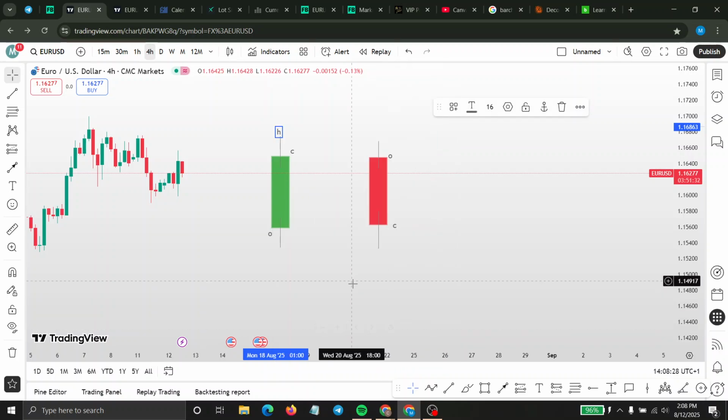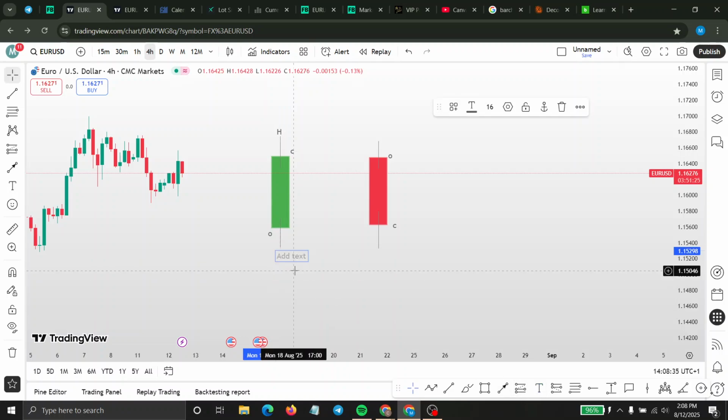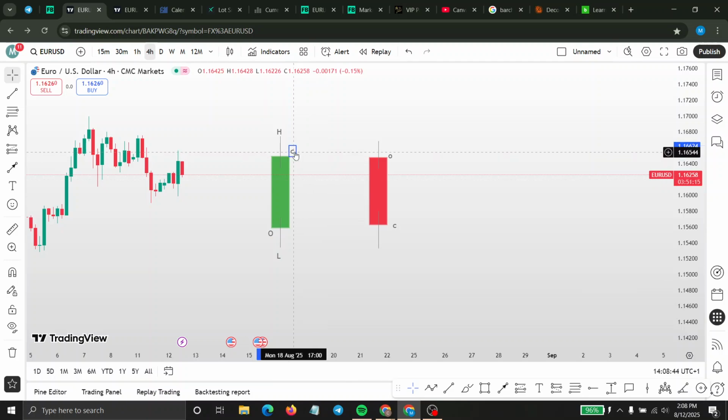So that will be our high, and here will be our low. Our low signifies that during the formation of this candlestick, we pushed the candle. Yes, ma.